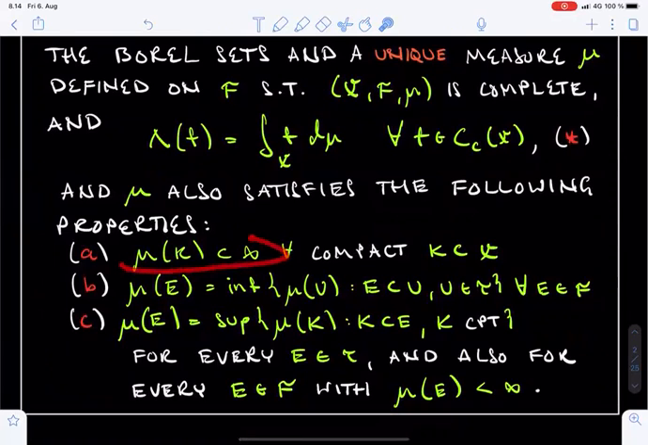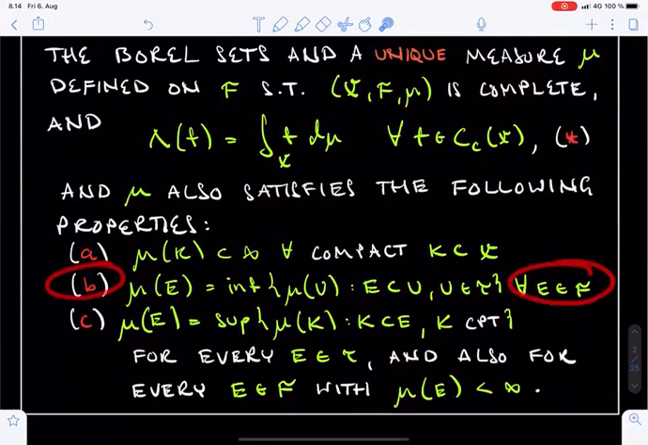Property A states that mu assigns a finite value to all compact sets. Of course, this requirement is already necessary to make sense of the integral above. Property B states that if E is any set in the sigma algebra F, then the mu measure of E can be expressed as the infimum of all mu measures of open sets U which contain E.